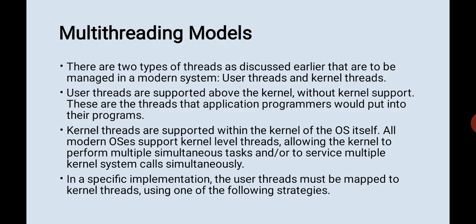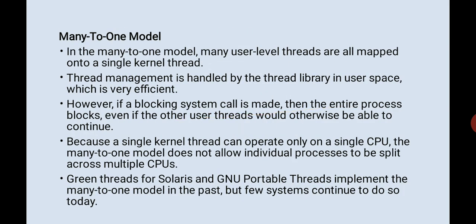Okay, so in a specific implementation, the user thread must be mapped to a kernel thread using one of the following strategies. And what are they? The first one is the many to one model. In the many to one model, we have many user threads mapped to a single kernel thread, right? Thread management is handled by the thread library in user space. However, if a blocking system call is made, then the entire process blocks, even if the other user threads would otherwise be able to continue, right?